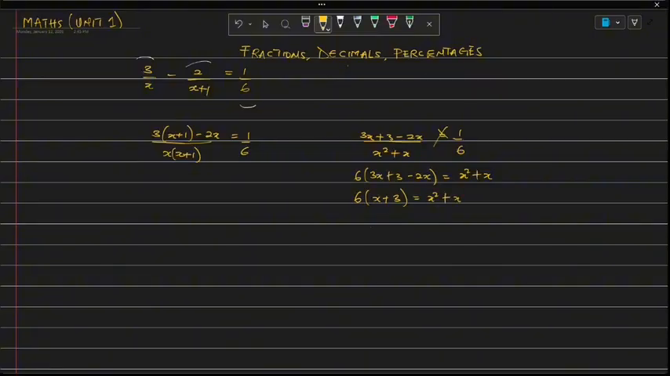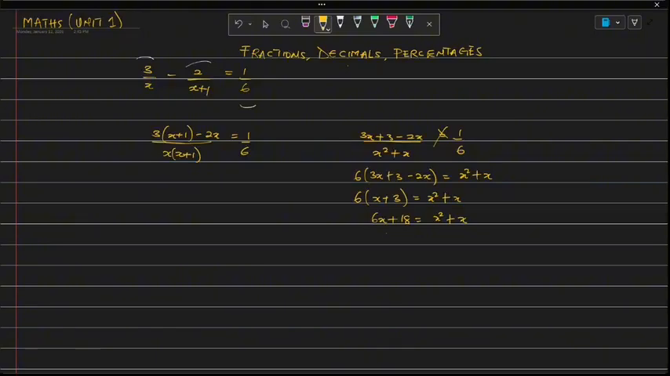I could still open the bracket and say this is going to be 6x plus 6 times 3 is 18, is equal to x squared plus x. Now we can move everything on one side to the other side. Why? Because we can smell a quadratic equation here. How am I smelling it and you're not smelling it? Just look for the power of 2.